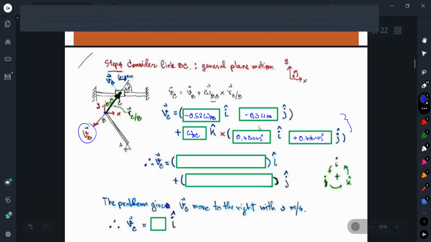According to this, we may solve this equation. We have minus 0.52 omega AB first, this is the first term. For the next term we have k cross j, which becomes minus i. And for this term it becomes minus 0.4 times sine 45. What is it? It becomes 0.28.